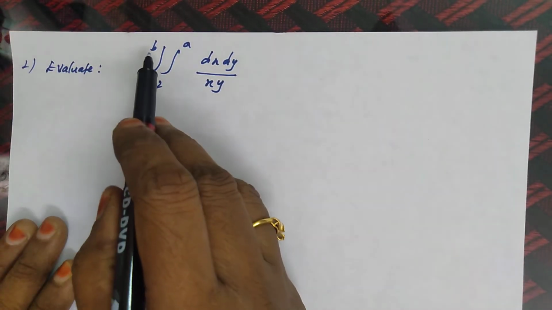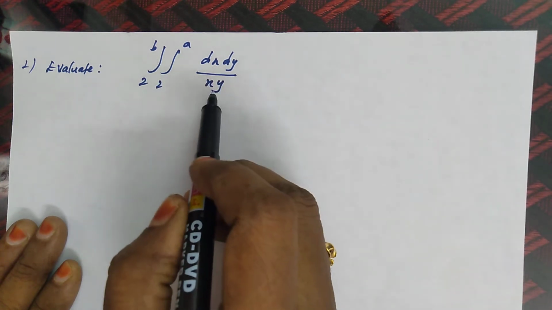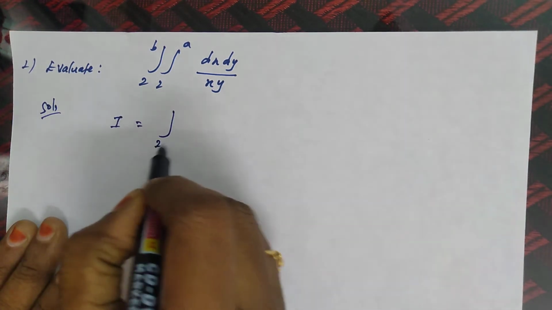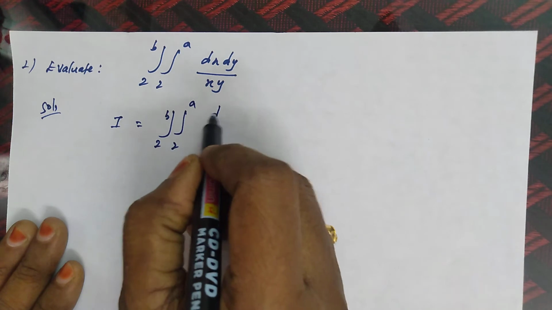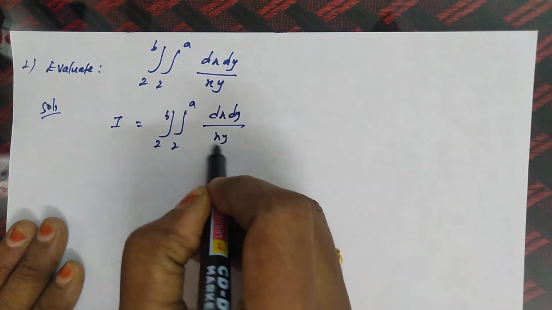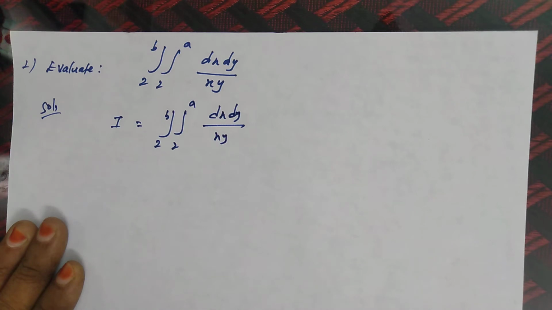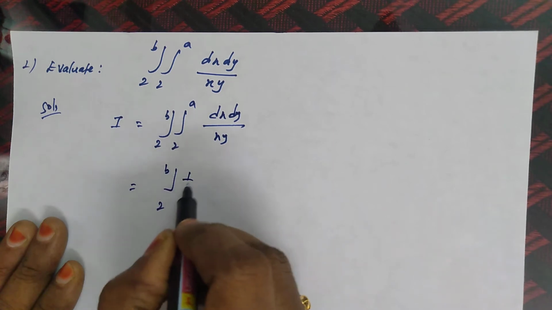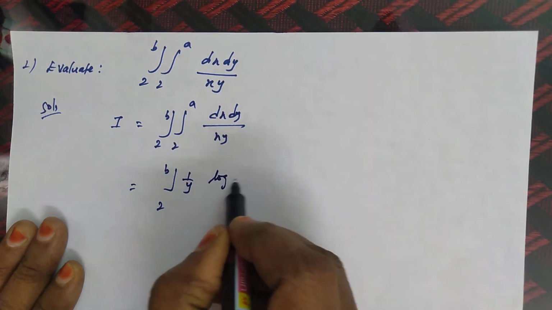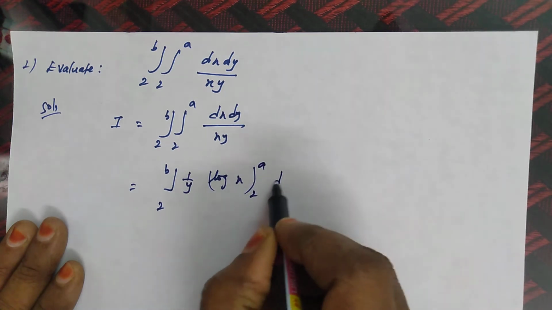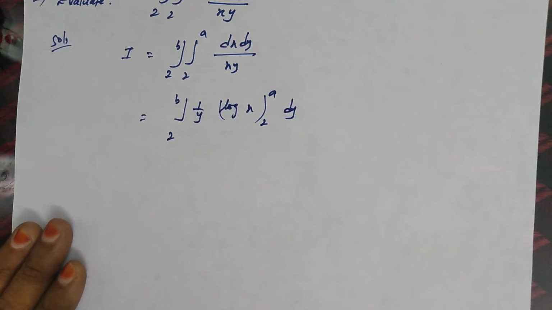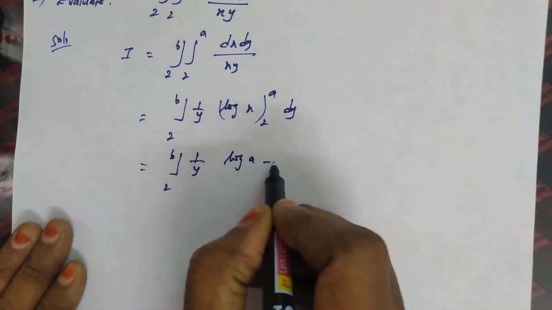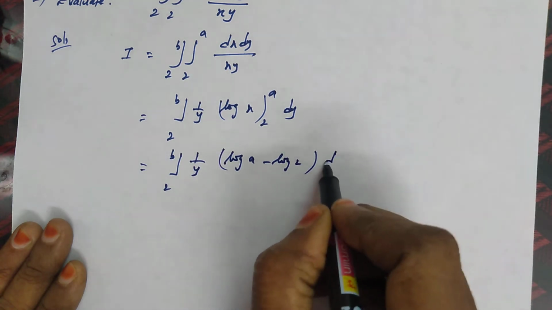Evaluate the double integral from 2 to b and 2 to a of dx dy divided by xy. So look at the solution. We take the given integral as I is equal to the double integral 2 to b and 2 to a of dx dy divided by xy. First, integration with respect to x. In that case we have to treat 1 by y as a constant. So integral 2 to b of 1 by y, the integral of 1 by x is log x with the limit 2 to a, into dy. Applying the limit for x, integral 2 to b of 1 by y into log a minus log 2 into dy.